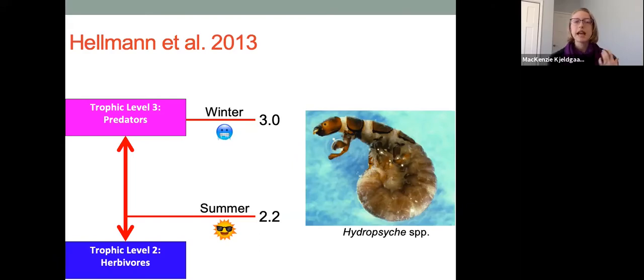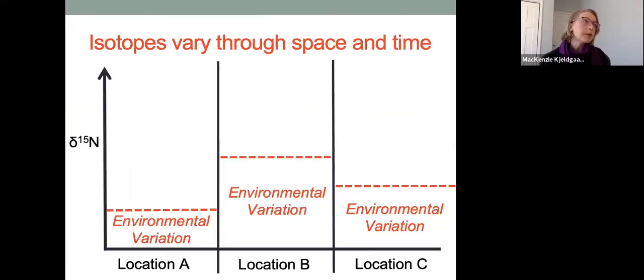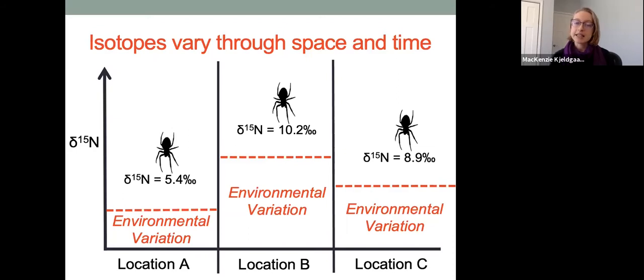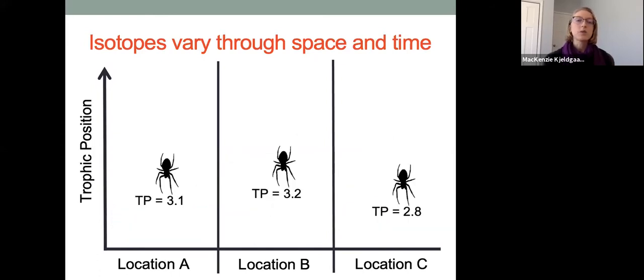Although this is a really helpful technique, one problem is that isotopes vary a lot through space and time. Each location differs in the amount of isotopes inherent in the environment, and this environmental variation is naturally reflected in the tissue of the organisms that live in those environments. So unfortunately, we're not able to directly compare these isotope values across different locations. In order to estimate a trophic position, we first need to account for that environmental variation so that we can then compare across these different locations.